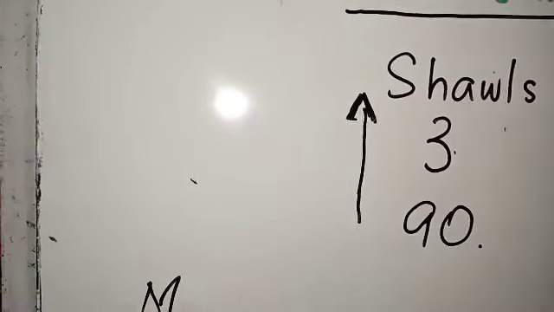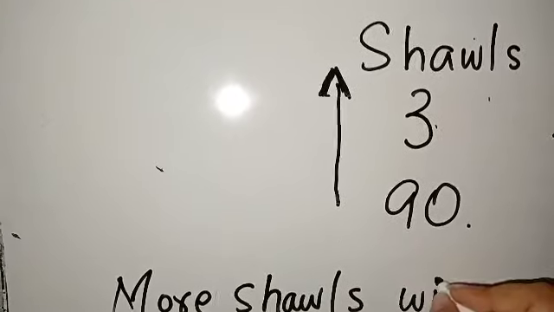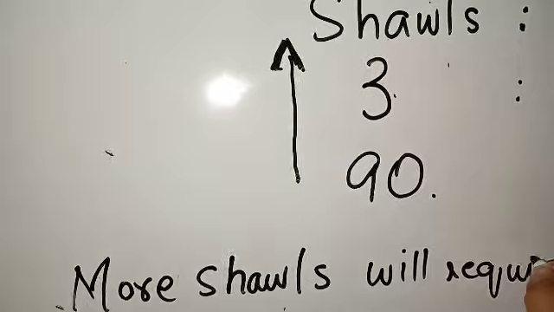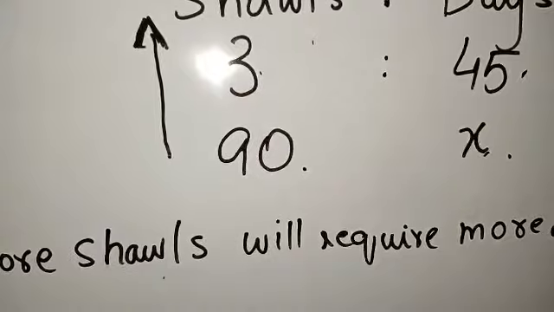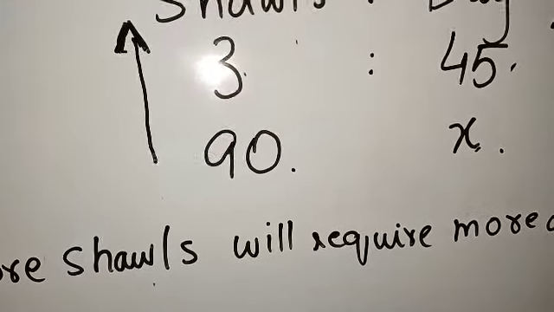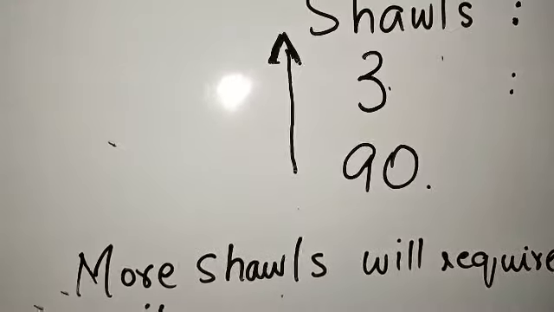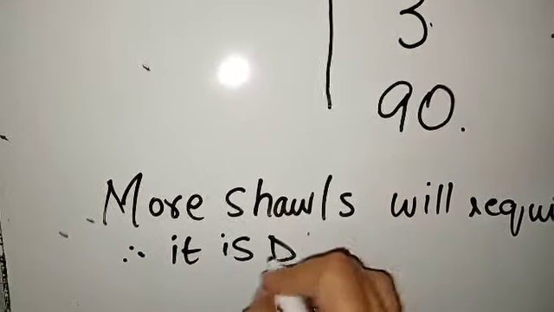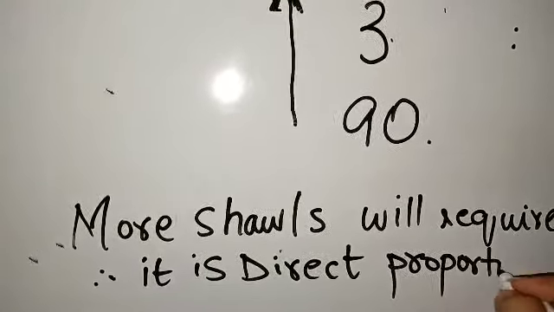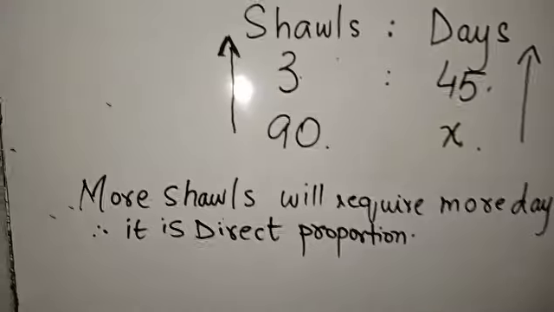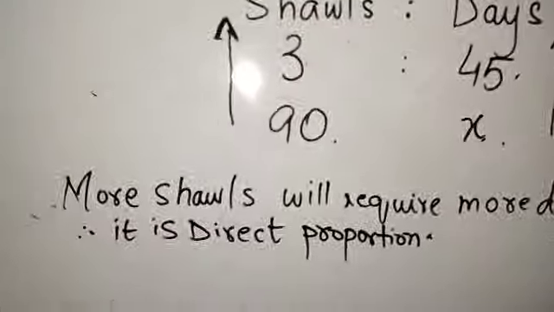I will write: more shawls will require more days to weave. Therefore it is direct proportion. Okay, now let's see how we will solve it.